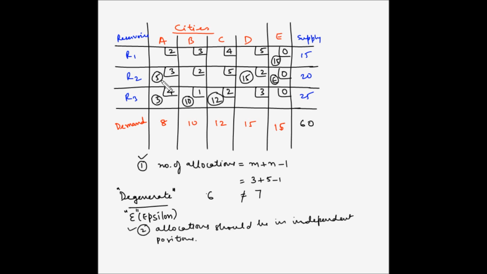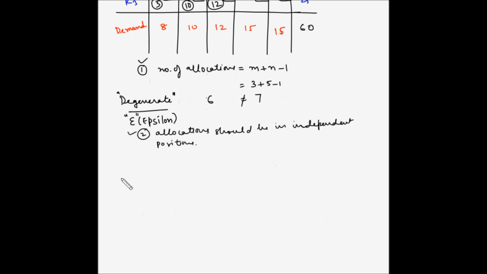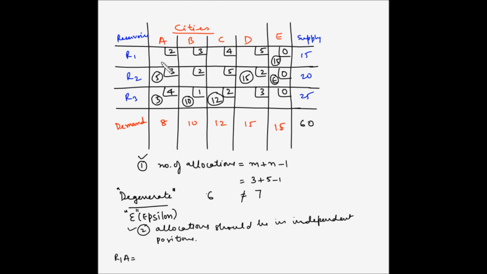A right angle turn is made only at the stone square, even though the path may skip over stone and water squares. So let's first select the first water square, which is R1A. Let's formulate the closed path. So R1A to R1E to R2E to R2A and then back to R1A.